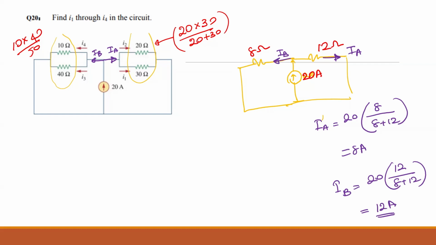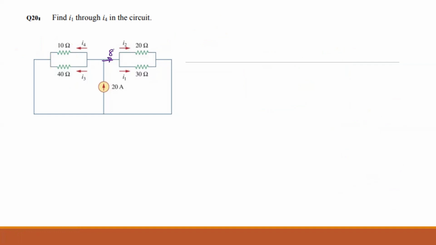Are we good up to here? Yep, yeah, I got that. Okay, so 8 is going here and 12 going to this side. Now just look at this part only. So 12 coming into this node. I1 is going across 30 and I2 is going across 20. So how can you find I1? That should be 8 times 20 divided by 30 plus 20. Do you agree with me? Yes. And the I2 should be 8 times 30 divided by 30 plus 20.